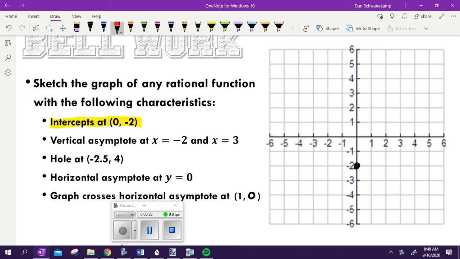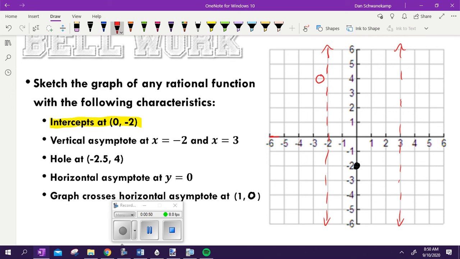Vertical asymptote at -2 and 3. So that's a vertical line right here at -2 and at 3. I have a hole at (-2.5, 4). So (-2.5, 4). I'm going to draw a little open circle right there because I'm going to have a hole.